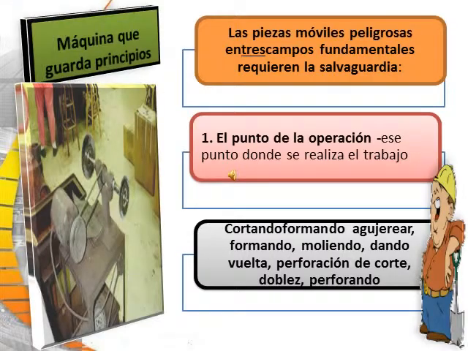Machine guarding principles call for dangerous moving parts in three basic areas requiring safeguarding. The number one area is the point of operation, the point where work is performed, such as cutting, shaping, boring, forming, grinding, turning, shearing, punching, bending, and drilling.